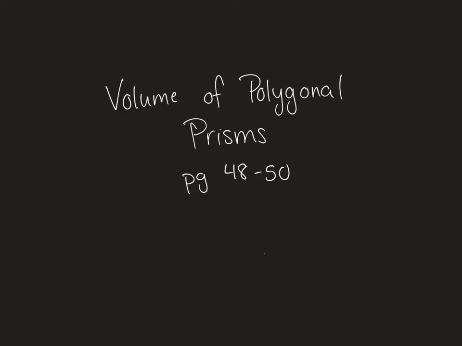This lesson is on volume of polygonal prisms, which is pages 48 to 50. A polygon is basically a two-dimensional shape with any number of sides. So when we have a polygonal prism, it's going to be a prism with two congruent polygons on each side. So we'll open up to look at a few examples.